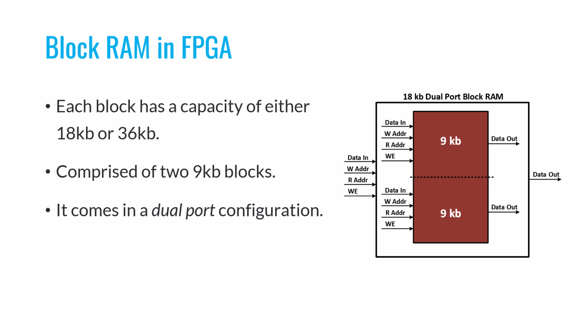So if you use these ports to implement a 1 kilobit memory and you need to access the contents of that 1 kilobit memory on every clock cycle, you can't use the remaining 8 kilobits. And those 8 kilobits will essentially remain unused in the system.